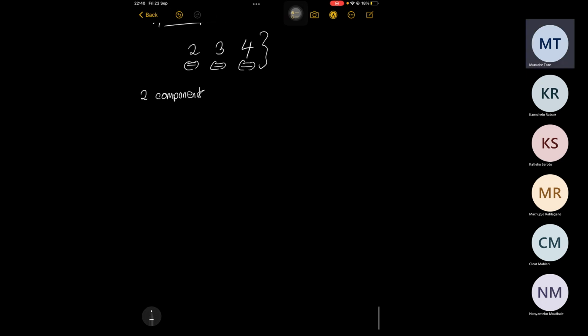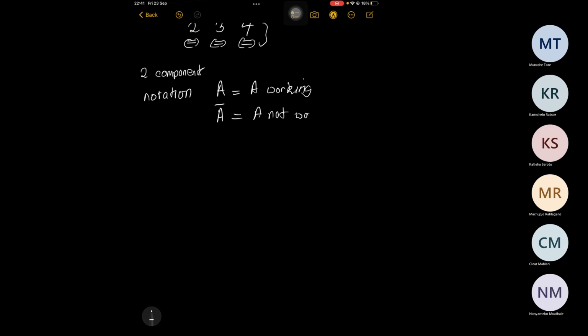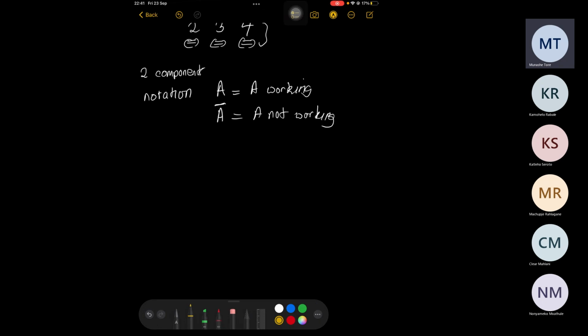So for any 2 components working, let's denote, I want to use a notation. So the notation that you'll be using, when A is working, it's going to be A working. Then A prime is going to be A not working. This also applies to B, C, and D. So whenever I say prime, then it's definitely going to mean that that component is not working.